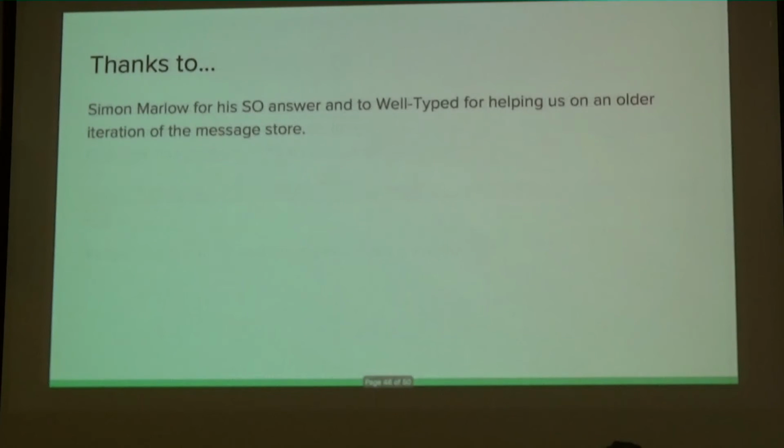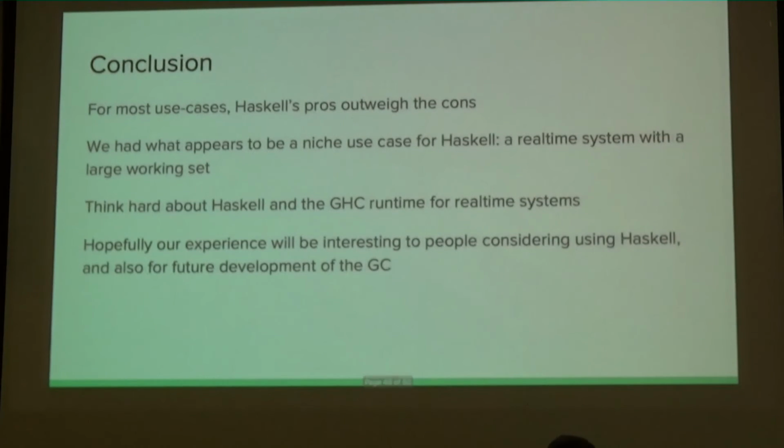So I'm wrapping up really. I do just want to say thanks to Simon Marlow for putting us out of our misery slightly with this, and also Well-Typed, who did some work with us on the initial implementation of the message store. In conclusion, I think Haskell is still a great, awesome language, and for most use cases I would like to use it again. But for real-time systems, if you've got hard real-time requirements, then think hard about that.